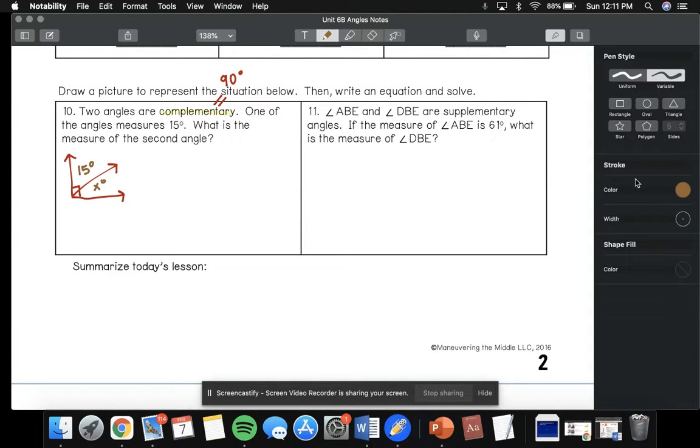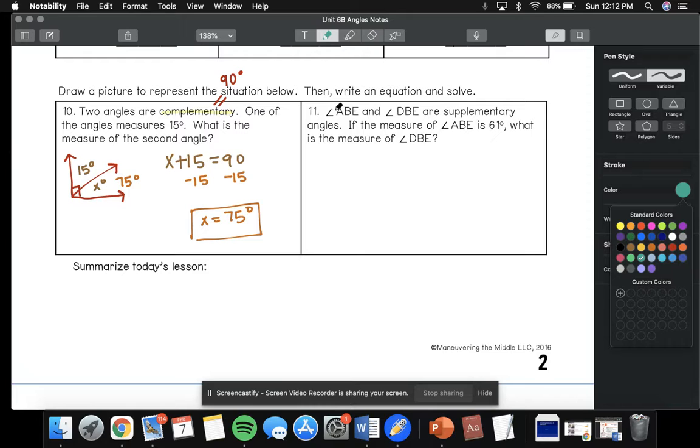So we're going to write our equation. X plus 15 equals 90. And then we will solve it by taking away 15. So x equals 90 minus 15, which would be 75. So this missing angle is 75 degrees.